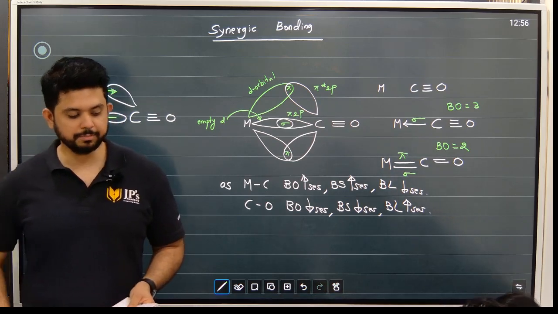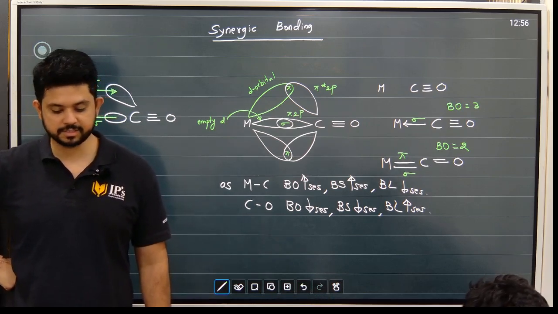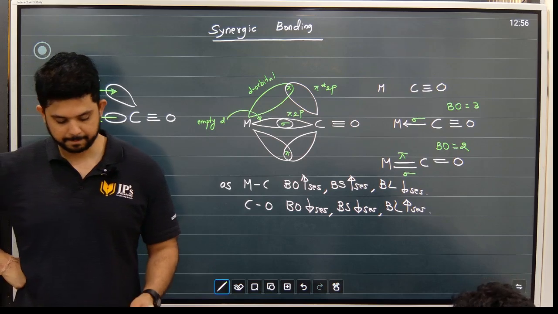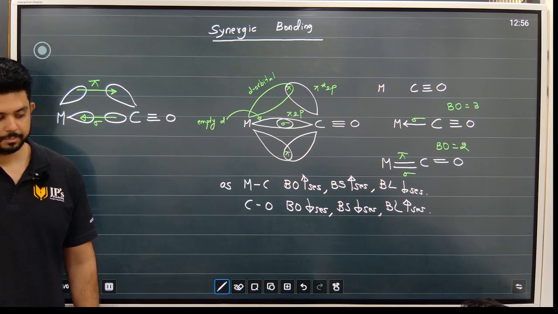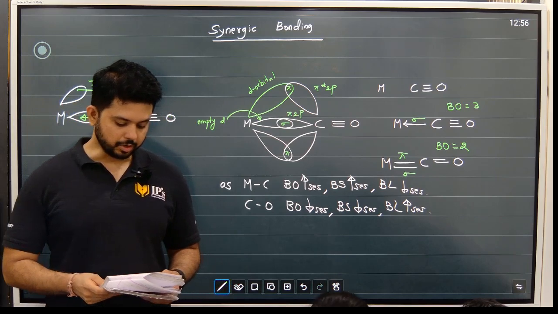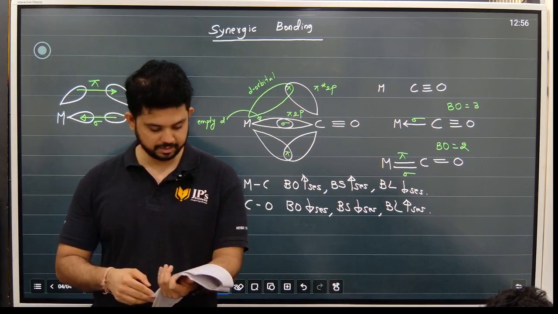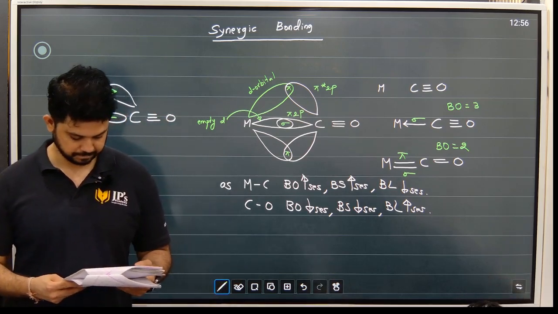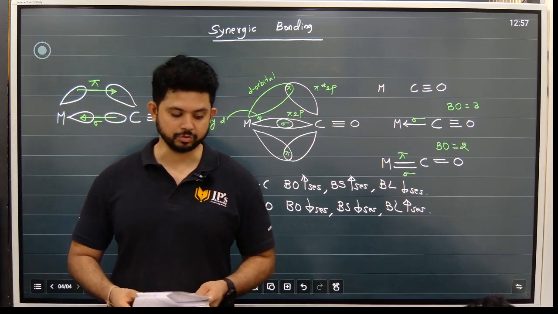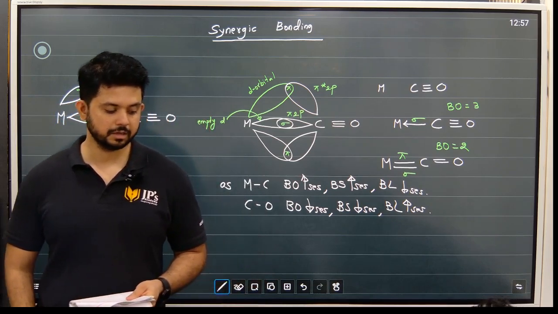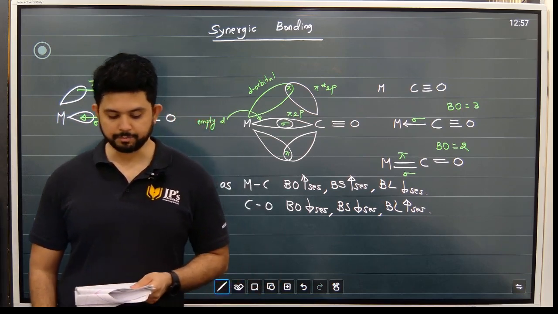Synergic bonding, yes. Synergic bonding, bracket में you can write down bonding in metal carbonyls. The metal carbon bond in metal carbonyls have both sigma and pi character.